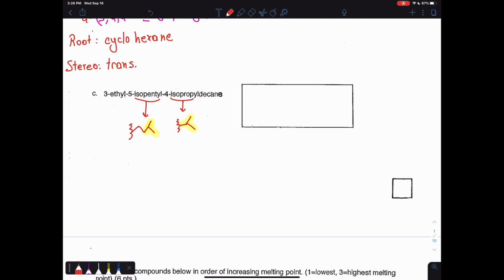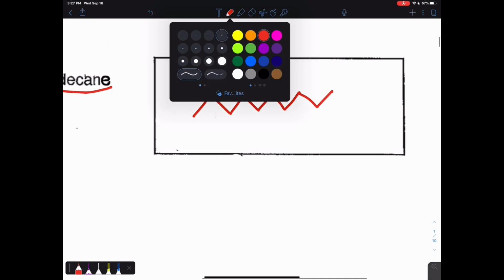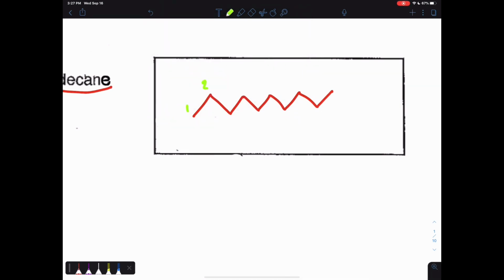Alright, so when you want to draw the whole thing, you do the exact opposite of what we did before. So it starts with a decane. That's the root, because we always put the root at the end of the name. So 1, 2, 3, 4, 5, 6, 7, 8, 9, 10. And now let's number it. So we'll have 1, 2, 3, 4, 5, 6, 7, 8, 9, and 10.